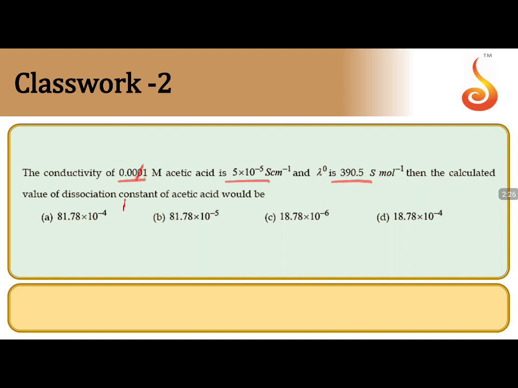They are asking you to find the Ka value. To get the Ka value, we need alpha, and to get alpha, we need to know lambda. These are interrelated terms. So to get Ka, first we need to find alpha, and to get alpha, we need to find lambda c. How do we find this? First, what is the formula for alpha? Lambda c by lambda infinity. This is going to be our formula.